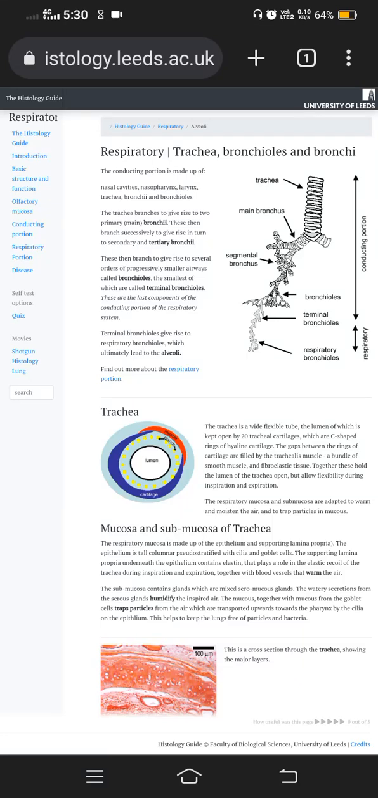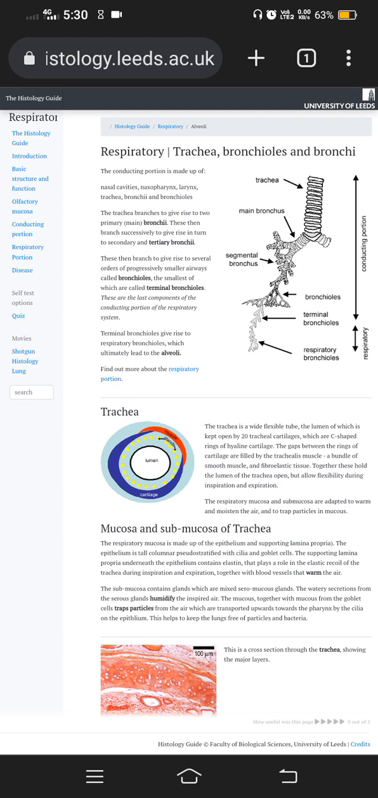So in this video we are going to learn about the respiratory system: trachea, bronchioles and bronchi. We can see a picture where the trachea is shown, the main bronchus region, along with the segmental bronchus, then bronchioles, then terminal bronchioles, along with respiratory bronchioles. The conducting portion and the respiratory portion are shown separately.